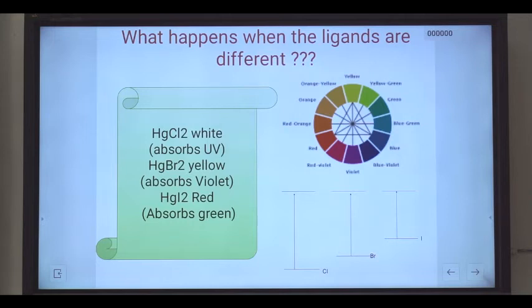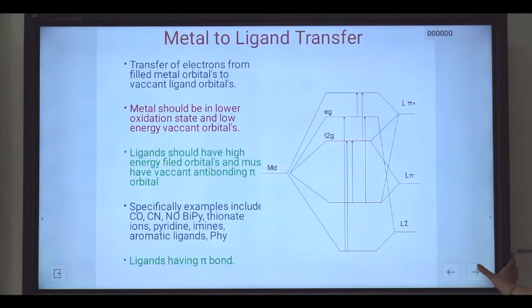So whatever the compound, like here yellow, next to it is violet. So yellow and violet are opposite to each other. So if the compound absorbs yellow, it will emit violet, and if the compound absorbs violet, then it emits yellow. So this is the complementary color wheel according to which the color appears, or the absorption and emission phenomenon occurs.